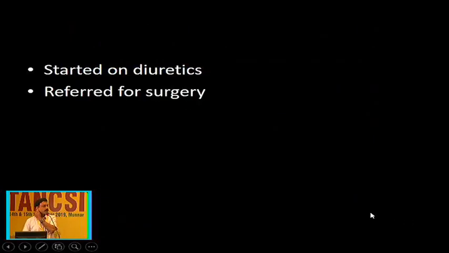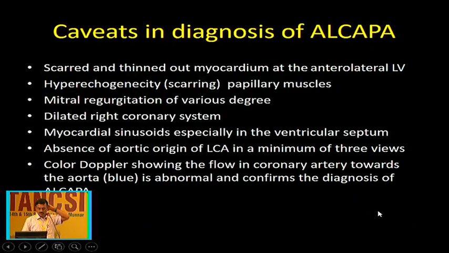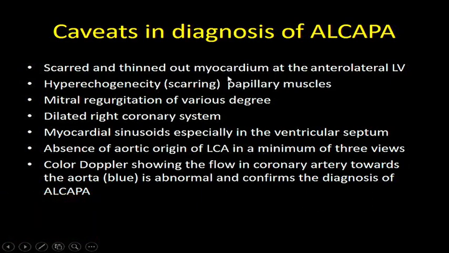So it was started on diuretics and referred for surgery. And subsequently, these are the caveats in the diagnosis of ALCAPA. The scarred and thinned out myocardium at the anterolateral LV. There is hyperechogenicity of papillary muscles, mitral regurgitation of various degrees, dilated right coronary system, and myocardial sinusoids, especially in the interventricular septum, are very prominent.